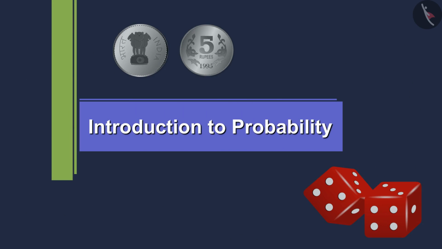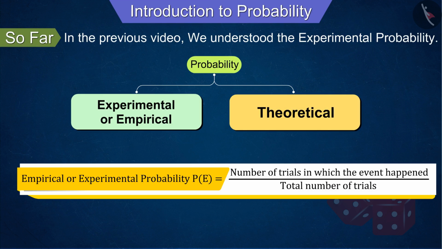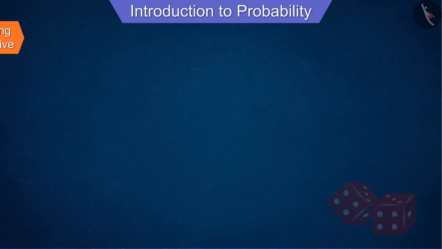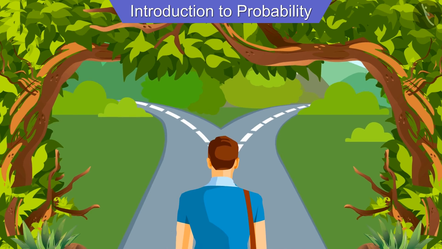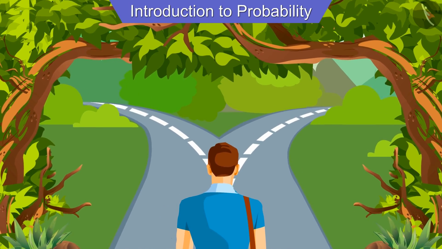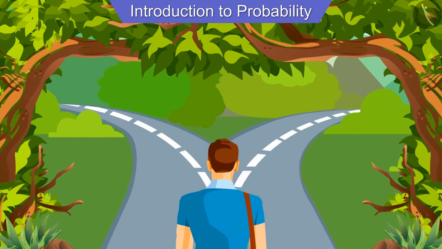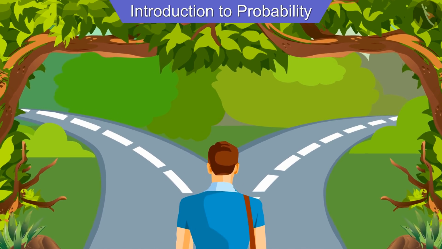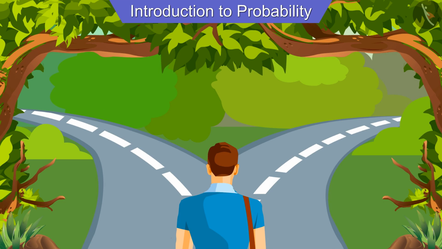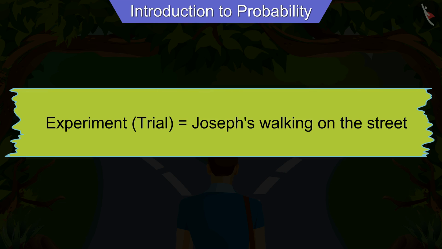Welcome to this video. In the previous video, we understood the experimental probability. Today, we will understand the theoretical view of probability. Joseph is going to his friend Webber's house. The road on which he is walking further gets divided into two roads. Joseph starts looking for a signboard in order to find the right direction.